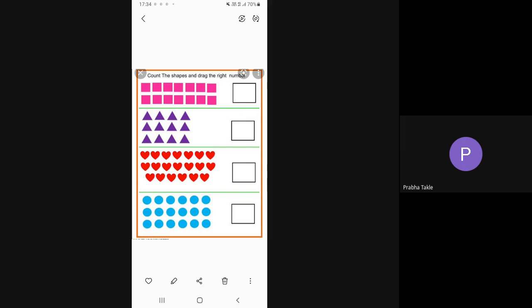Baki sagana maza awaz clear hai to aiku. Chat box madhe message kara. Okay, so Aradhya, it is network problem from your side. Okay.